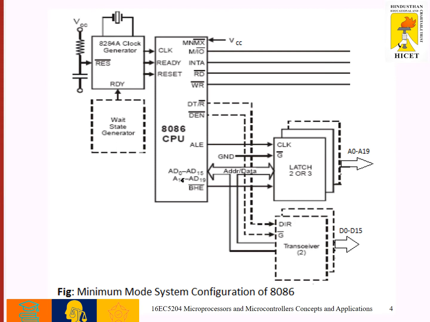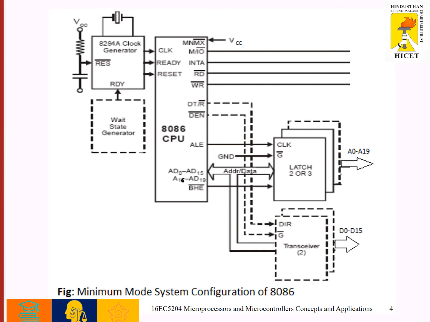So this diagram shows the minimum mode system configuration of the 8086. The number of address lines of the 8086 microprocessor is 20, so we need 3 latch ICs. One latch IC is used to generate 8 address lines. Sometimes a 16-bit address is enough, so the number of latch ICs required is only 2.